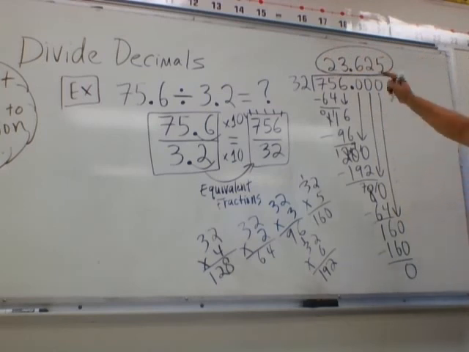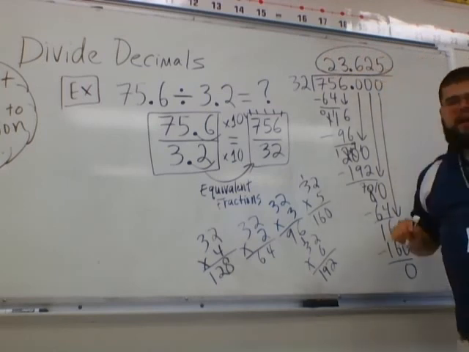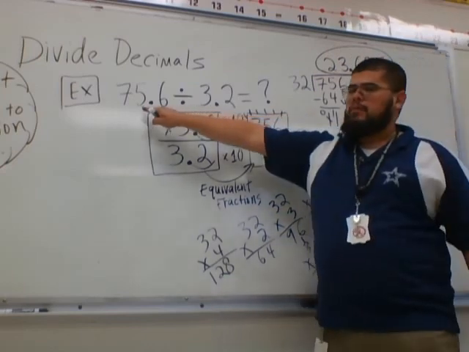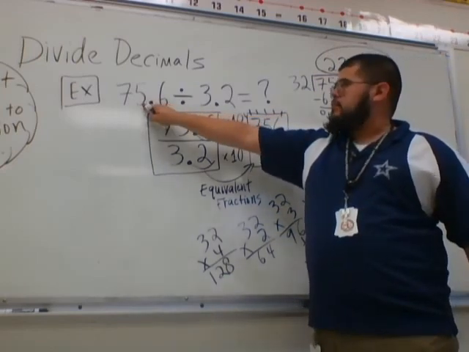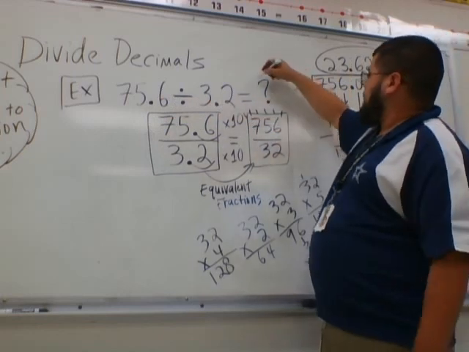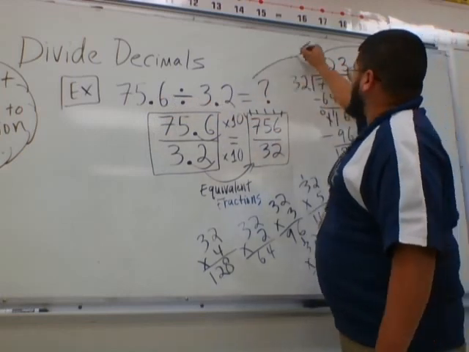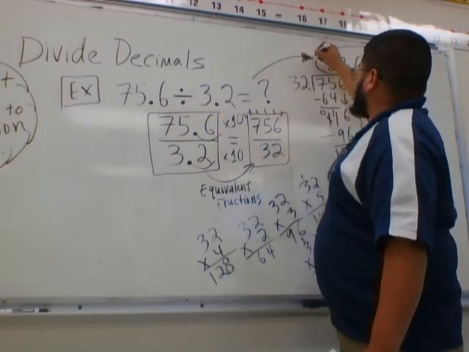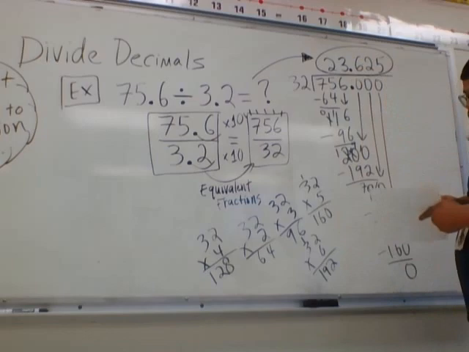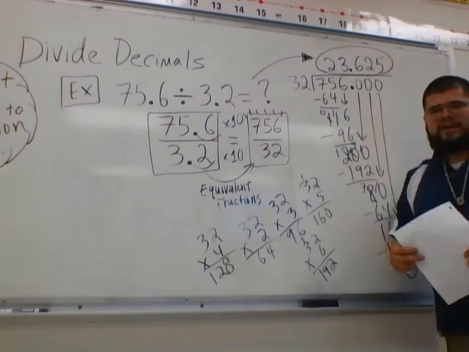And so we end up getting 23.625, or 23 and 625 thousandths. Okay. So again, this is one example. Our problem that we started off with was 75.6 divided by 3.2 equals something, and that something was this right here. So 23.625 was our quotient for this problem. Okay. All right. Thanks for watching.